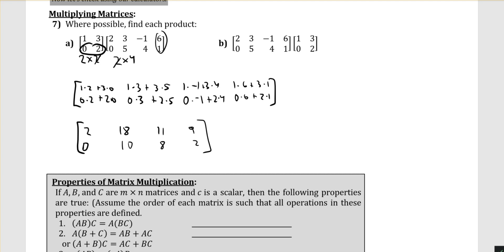Now for B times A, that's a 2 by 4 and a 2 by 2. These don't match, so I can't multiply this. This does not exist.